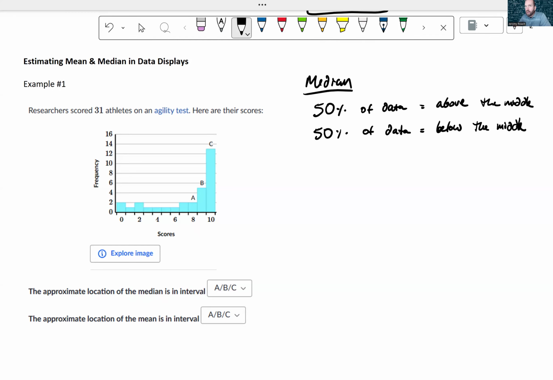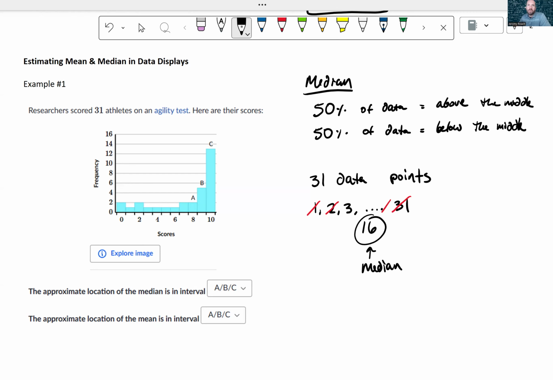So for 31 data points, if you wrote a list 1, 2, 3, all the way out to 31, and you did the method where you cross off the left and the right, left and the right, and you went all the way to the middle, you would get 16 is the median. Okay. So now we want to find the 16th value.